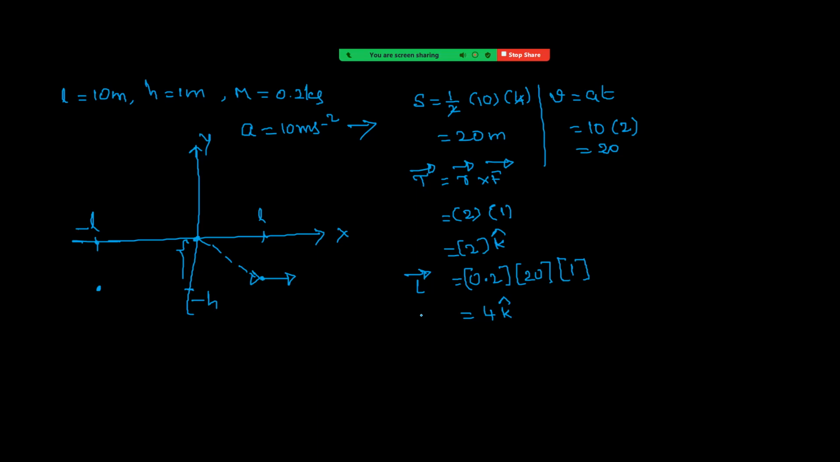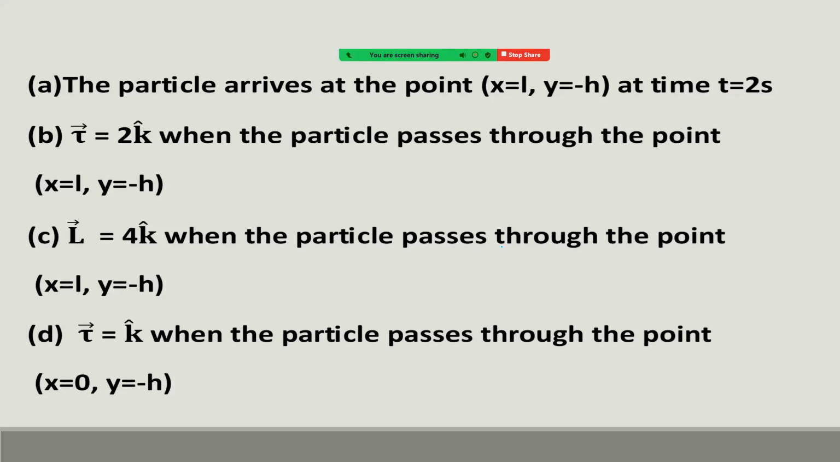Now coming to option D. When it is at the origin, what is the torque? It will be the same, right? Because there is no change in F bar, and no change in the perpendicular distance. So the value will be 2 k cap. That means at any position, at any instant, torque will be the same. So it must be equal to 2 k cap. But what is given here? K cap. That means the correct options are A, B, and C.